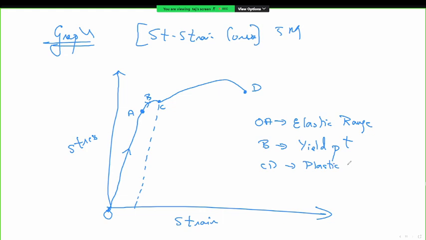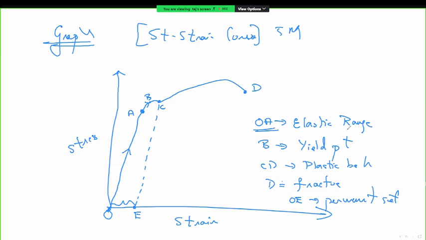Plastic and elastic are two different things. Plastic behavior. And then it's D, fracture point. Okay, one more thing. See, from C to E, you'll write this, no? OE will be called the permanent set. This part is called the permanent set. Now, please understand the explanation. Permanent set. First, OA was called the original elastic range.